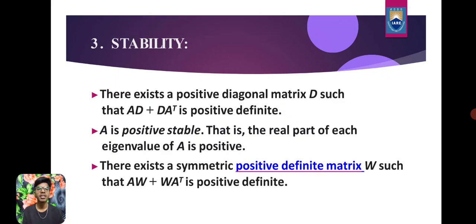Third point, stability. There exists a positive diagonal matrix D such that AD plus DA transpose is positive definite. A is positive stable, that is, the real part of each eigenvalue of A is positive. There exists a symmetric positive definite matrix W such that AW plus WA transpose is positive definite.